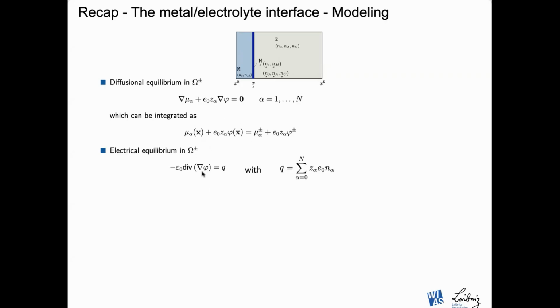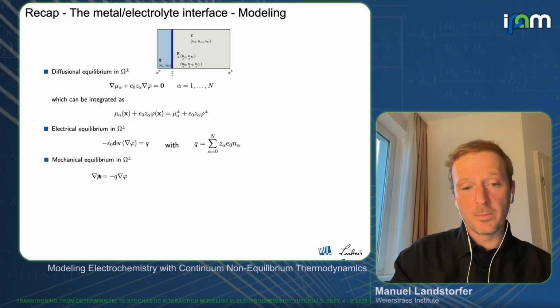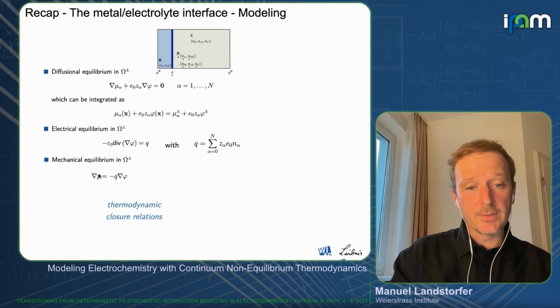We have electrical equilibrium, basically yielding the Poisson equation equal to the free charge density, which is built up of anions and cations in this case. And we have mechanical equilibrium, where the gradient of pressure balances the Lorentz force. Non-equilibrium, this would be the Navier-Stokes equations.